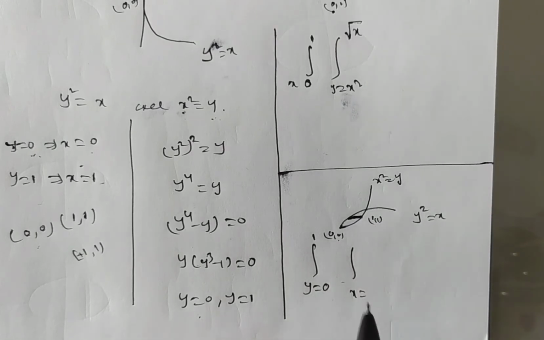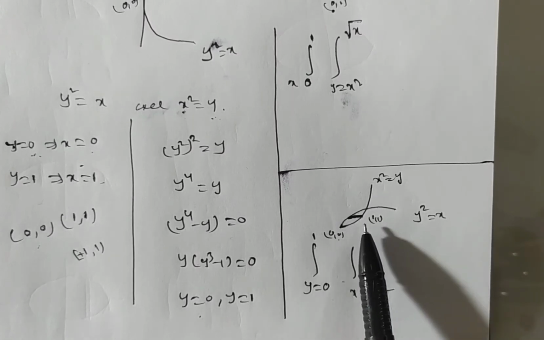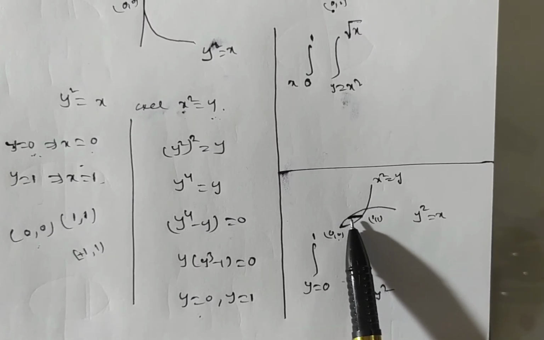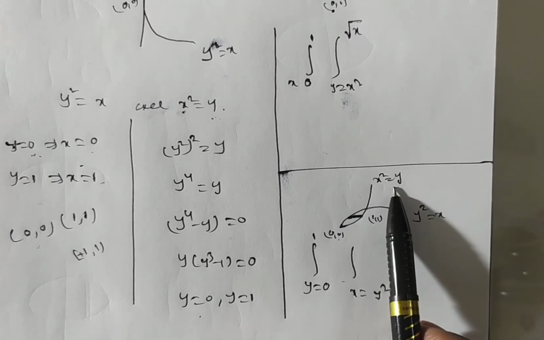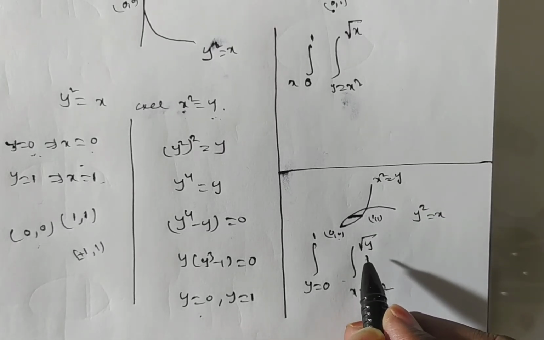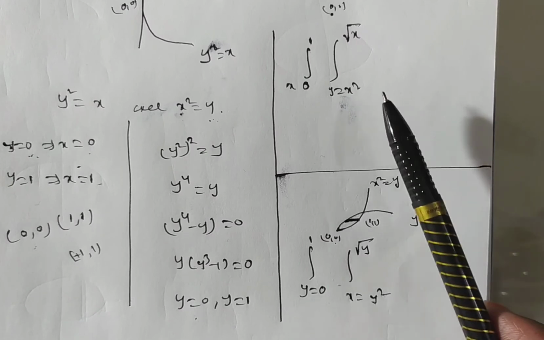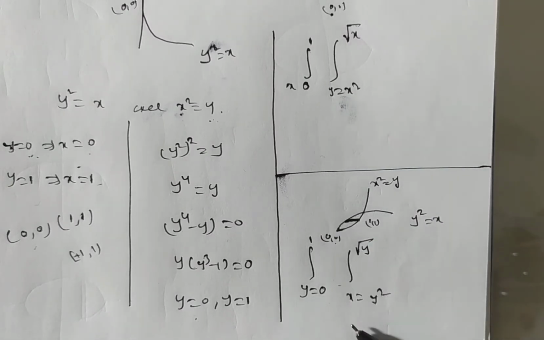That is nothing but x is equal to y square. Now what about the x value here? For this curve, the right side of this strip touches the curve x square is equal to y. So the x value on this curve is x is equal to plus or minus root y, but which one do we take? Here, plus root y only. So these are the limits whenever x is independent and whenever y is independent.